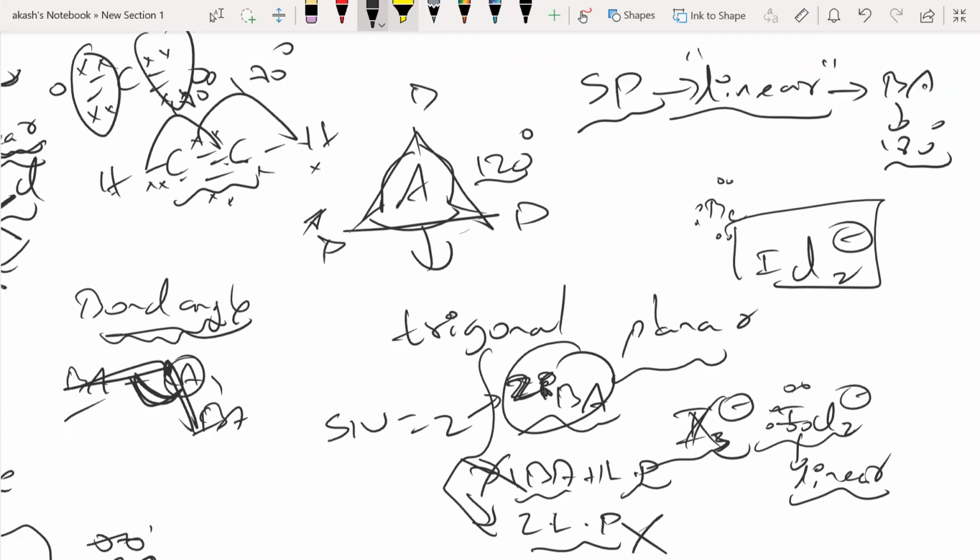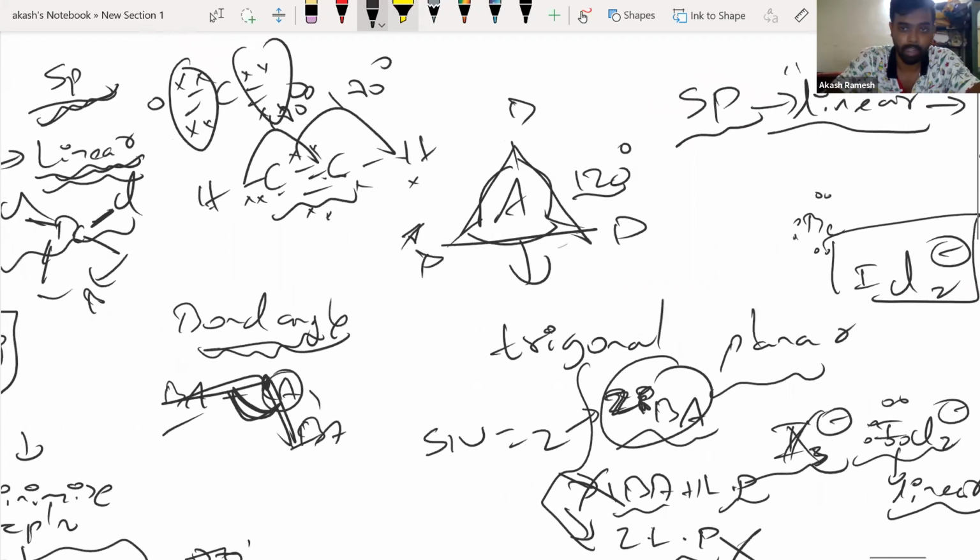Sir, so is it like geometry is the skeletal structure of the molecule? Correct. I'll not introduce the lone pairs there. I'll introduce it to everyone in a moment. Right. Okay. So we understood what bond angle is also.